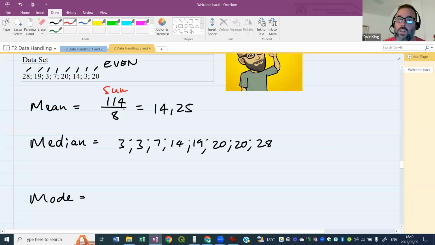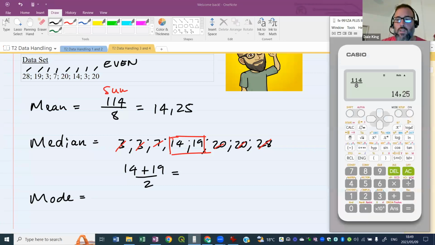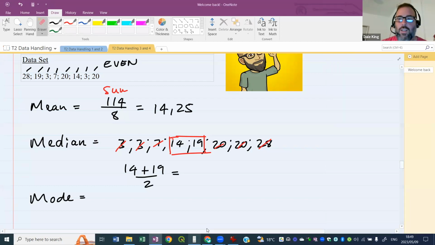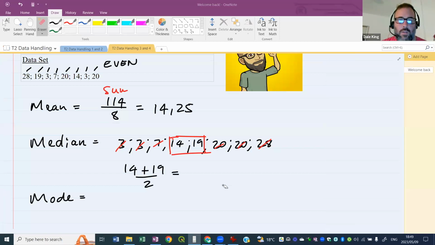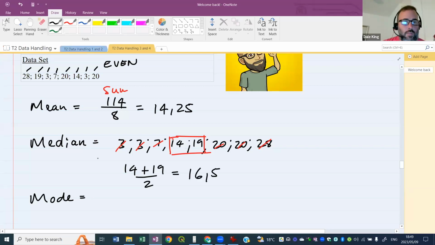So for median, I know I've got an even data set because when I counted here, I counted an even one, but let's do it anyway. So 1 on the left, 1 on the right, 1 on the left, 1 on the right, 1 on the left, 1 on the right. 14 and 19 are in the middle. So the median is equal to 14 plus 19 divided by 2. Let's get that calculator, make it work. So 14 plus 19 in the numerator. Not 2. Teacher Dale. Oh, yes, 2 is fine. Sorry, getting confused with average. All right, there we go. Divided by 2. 16,5. 16,5 is the median.